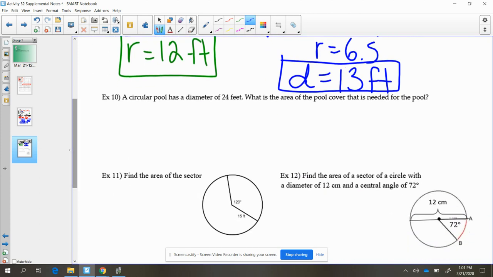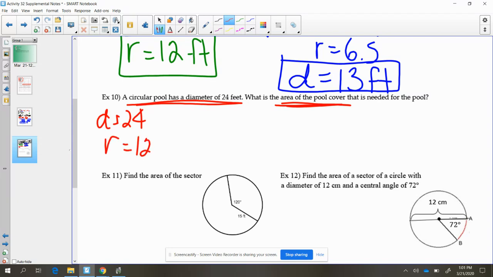Now, the next one's a word problem. So we have a circular pool, and we are given the diameter is 24. So we want to now find the area that the pool cover would need to cover the top of the pool. So again, whenever we're talking about area, it's important that we first find the radius so that we can plug into our formula pi times the radius squared.